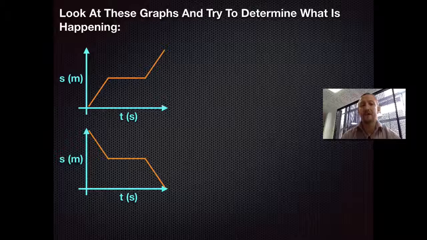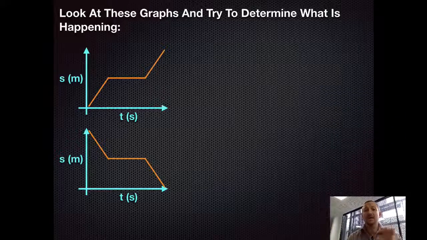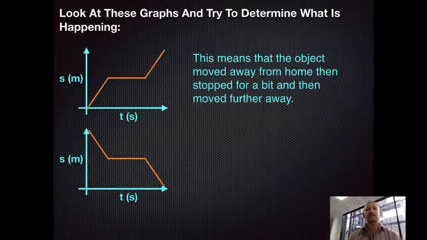Well, let's look at the first graph. In the first graph I've got a straight line on a distance time graph, so that means that the velocity is constant. Then I get a horizontal, which means we've stopped, and then we speed up again. So what this means is the object's moved away from the house at a constant speed, it's stopped, and then it's moved off again at the same speed later on. Did you get that right?